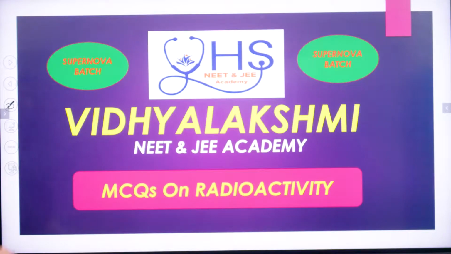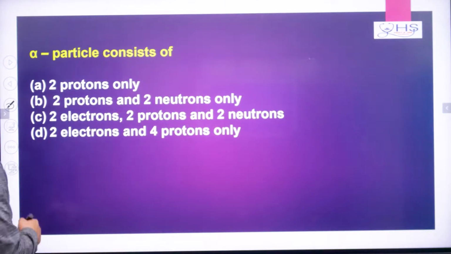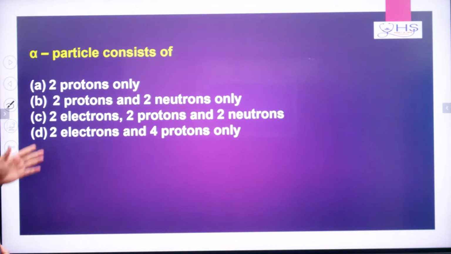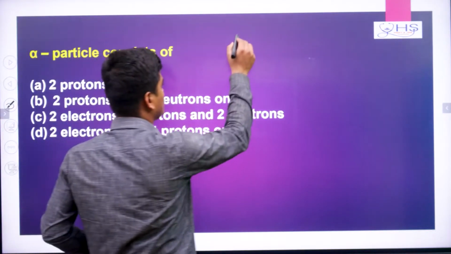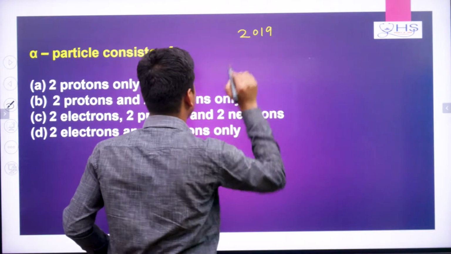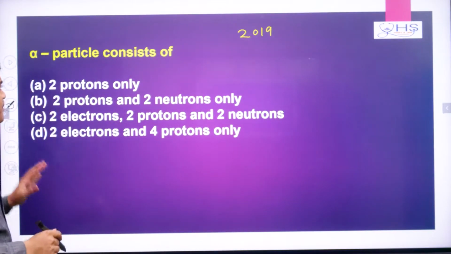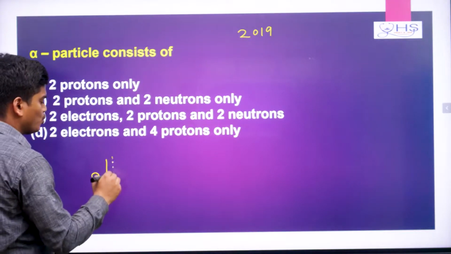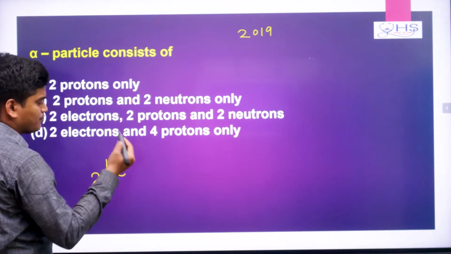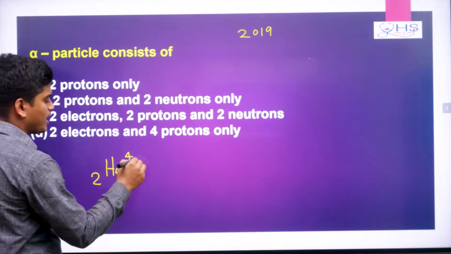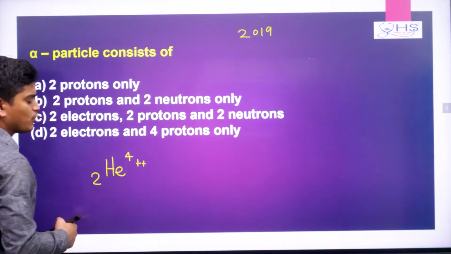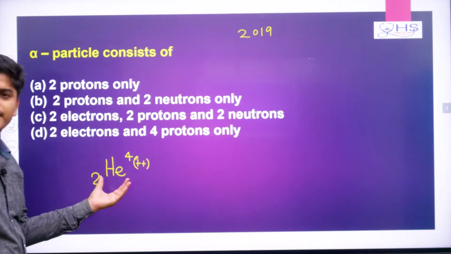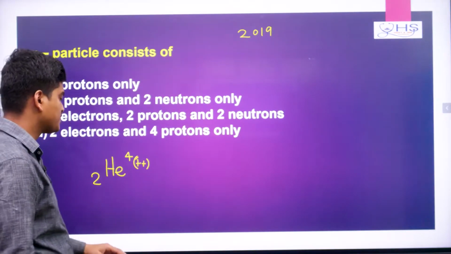Here we have the first question. Alpha particle consists of, some options are given here. This is a recent question from NEET 2019. They just asked what an alpha particle consists of. Now remember, alpha particle means it is 2He4, with a double plus charge. So it is basically a positively charged helium ion.